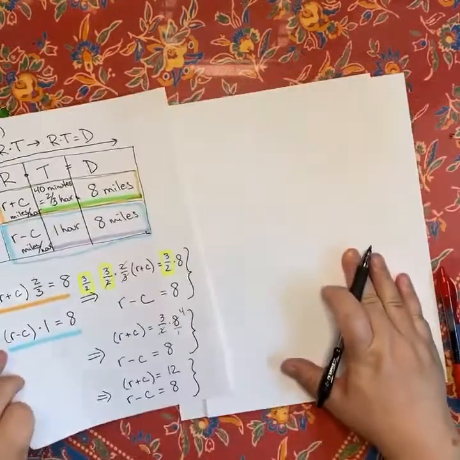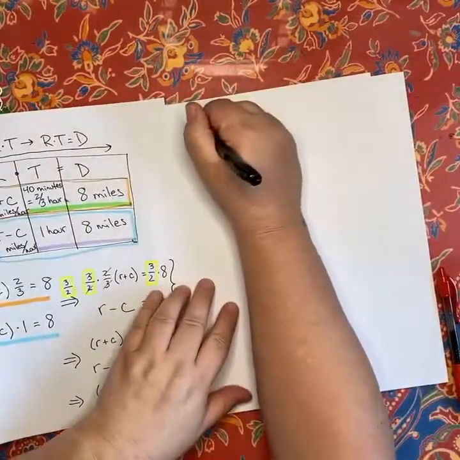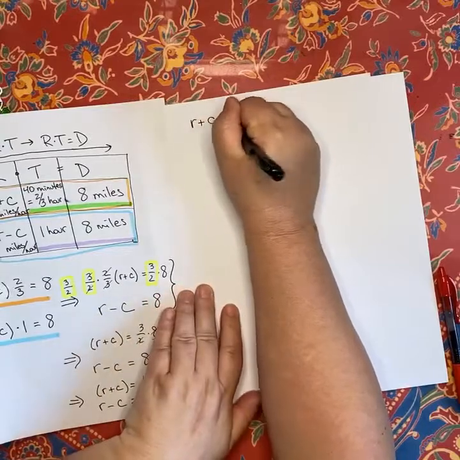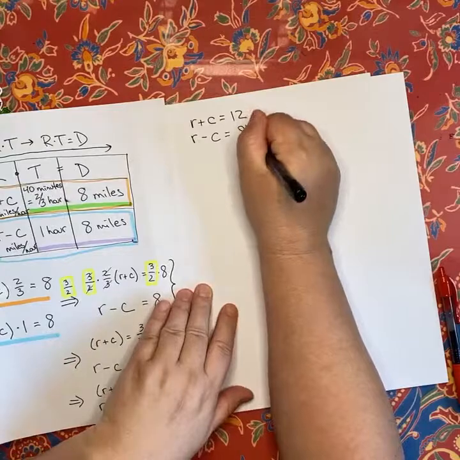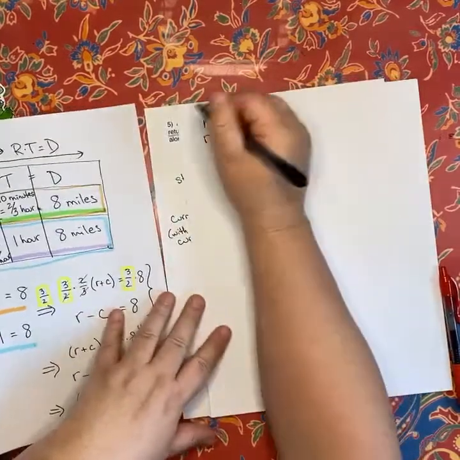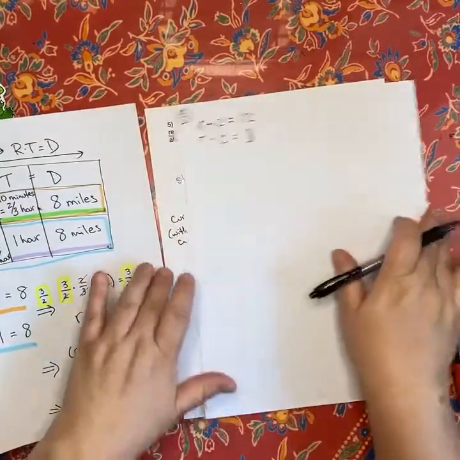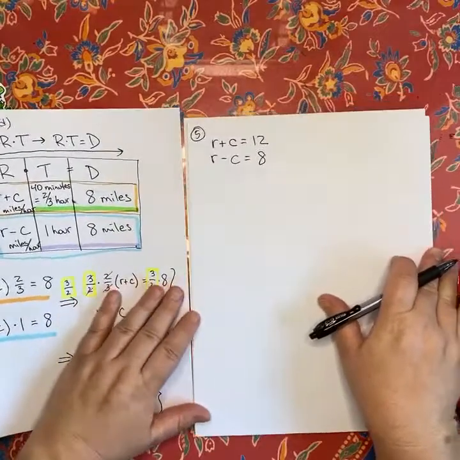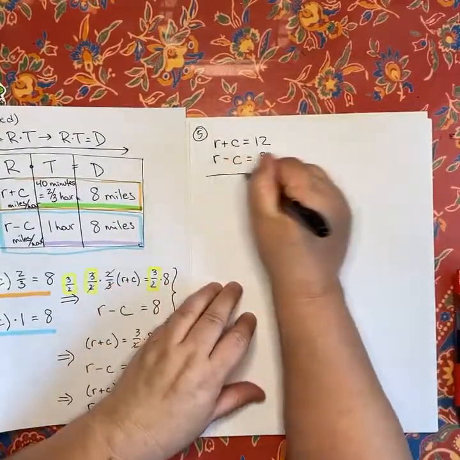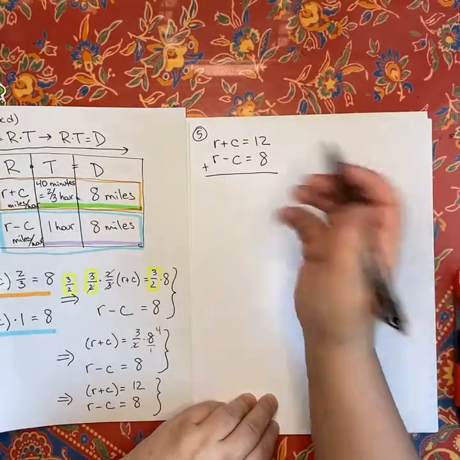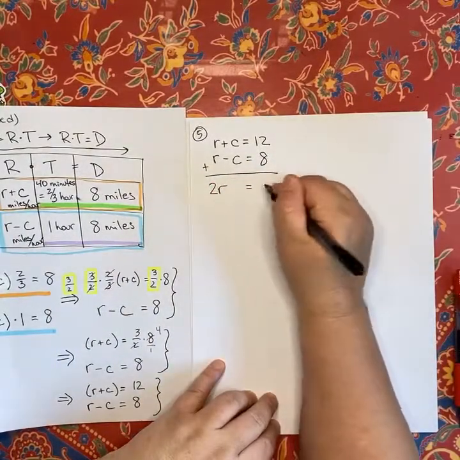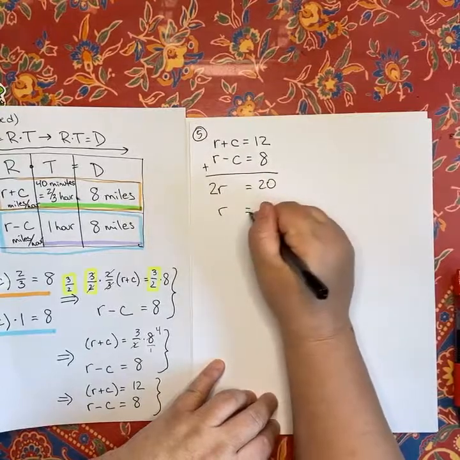So now let's look at what we've got. We've got R plus C equals 12. R minus C equals 8. Oh my goodness. What can we do with this? Can we just add them together? That was a lot of work, but once we get to here, if we add them together, 2R equals 20, R equals 10.